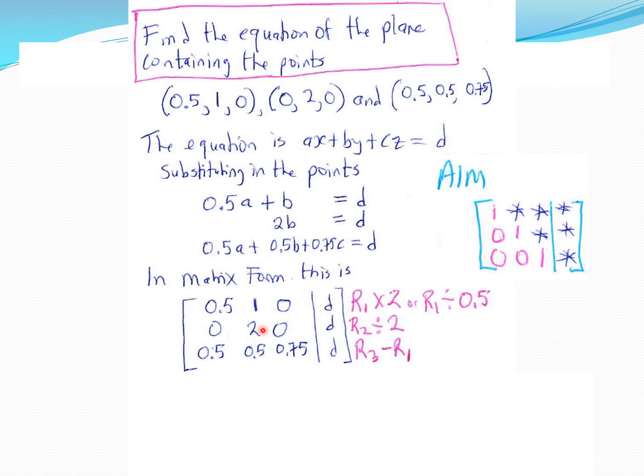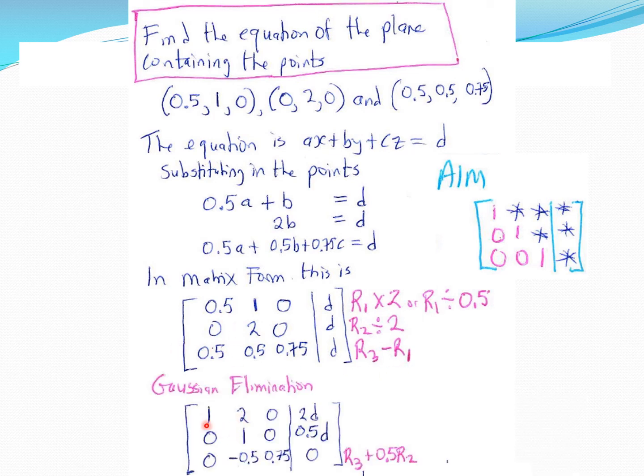We can do a few steps here together because it's fairly easy. Row 2 divided by 2, and we want to get a 0 in that position there. So we can take a wee bit of a shortcut. Because our 0.5s are the same, we can simply say row 3 minus row 1. And that'll give you the 0 there. So we end up with 1, 2, 0, 2d, dividing by 0.5 or multiplying by the 2, 0, 1, 0, 0.5d or a half d, 0.5 minus 0.5 is 0, 0.5 minus 1 is minus 0.5, 0.75, and d minus d is 0. So then the next operation is we want to get a 0 in that position there.